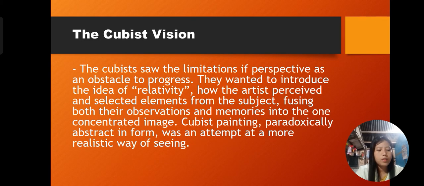Next is the Cubist vision. The Cubists saw the limitation of perspective as an obstacle to progress. So they wanted to introduce the idea of relativity, how the artist perceived and selected elements from the subject, fusing both their observations and memories into one concentrated image. Cubist painting, paradoxically abstract in form, was an attempt at a more realistic way of seeing.